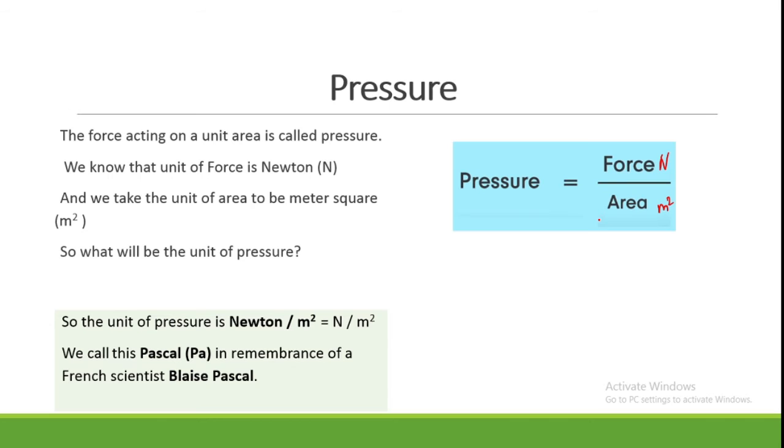Yes, it will be Newton divided by meter square. You can say Newton per meter square. So, we will write it as N, then a slash which denotes the division, and then meter square. Now, we can even call this unit Pascal. We denote it as Pa in remembrance of a French scientist, Blaise Pascal. So, pressure is nothing but the force acting on a unit area.